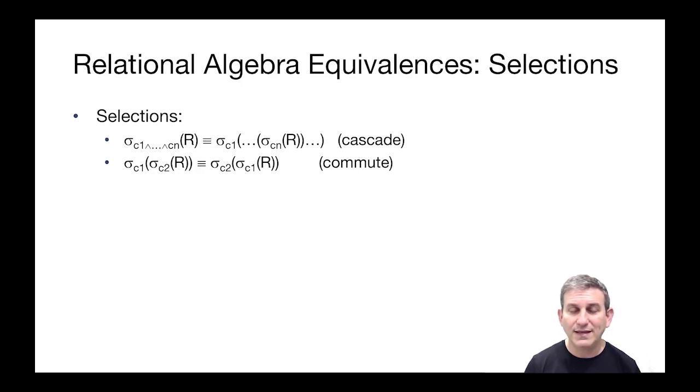You can read the right-hand side implementation-wise by saying we're going to scan R, and for each R tuple, we're going to filter it for only those things that match Cn. And then we're going to take the results of that and filter it for only the things that match Cn minus 1, etc., until at the end we filter for things that match C1. And you should be able to convince yourself that that's the same as filtering R for the conjunction of all those predicates at once. Another thing we can do with selections is we can commute them. Selection of C1 over selection of C2 is the same as selection of C2 over C1.